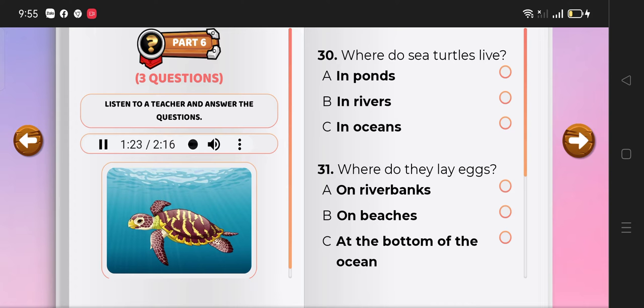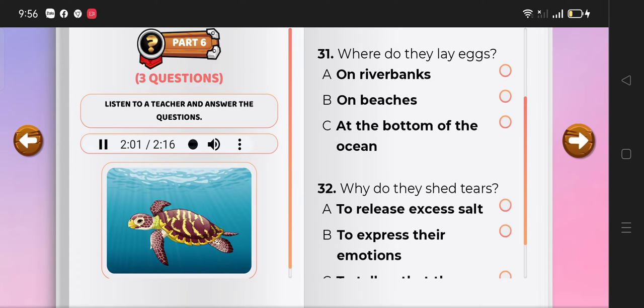Now answer the questions. Number 30. Where do sea turtles live? A. In ponds. B. In rivers. C. In oceans. Number 31. Where do they lay eggs? A. On riverbanks. B. On beaches. C. At the bottom of the ocean.